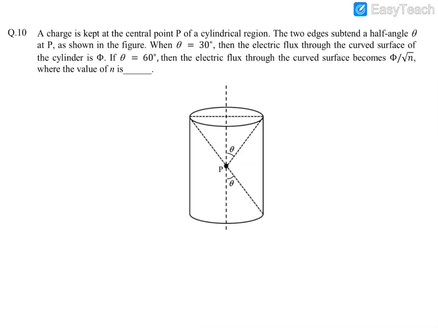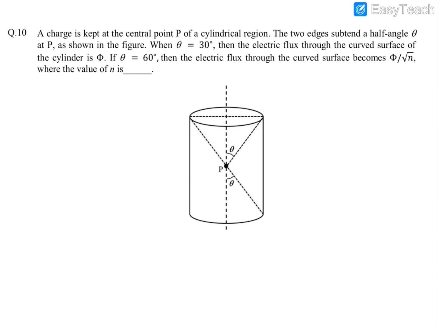In this question, you can see that there is a charge which is kept at the center of this cylindrical region, and these two edges subtend this half angle theta on the charge. When theta is 30, the flux through the curved surface is phi, and when theta is 60, then the curved surface flux is phi by root n. We have to find out the value of root n.